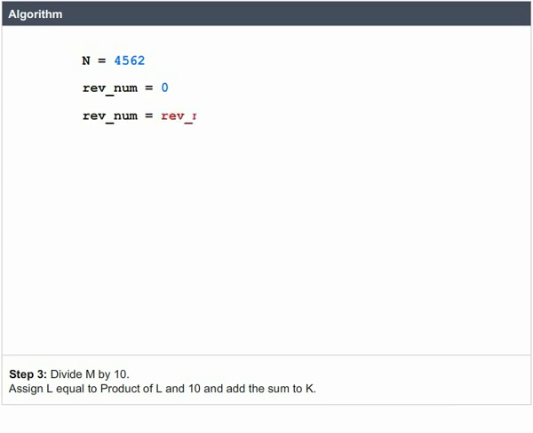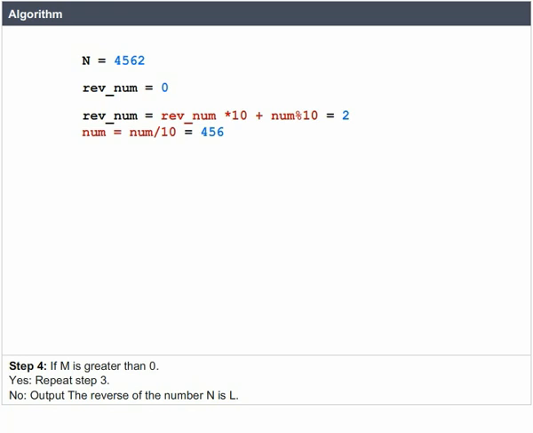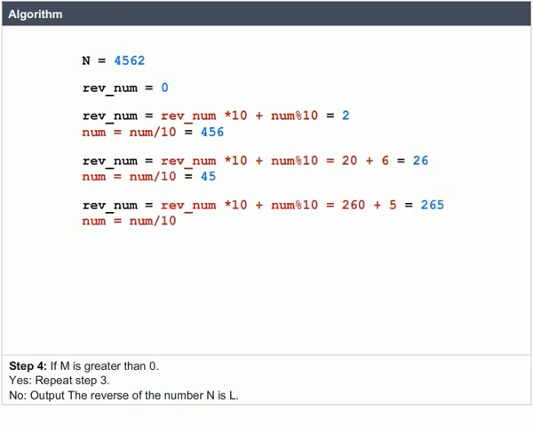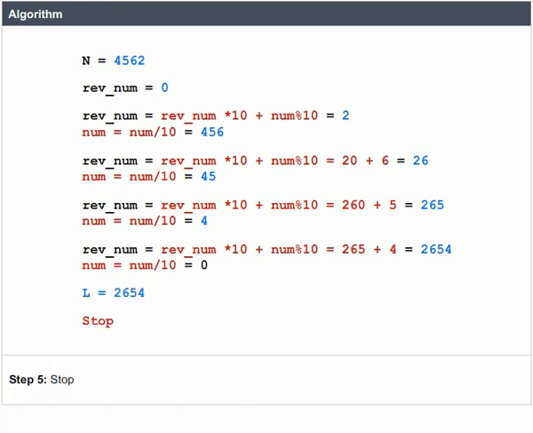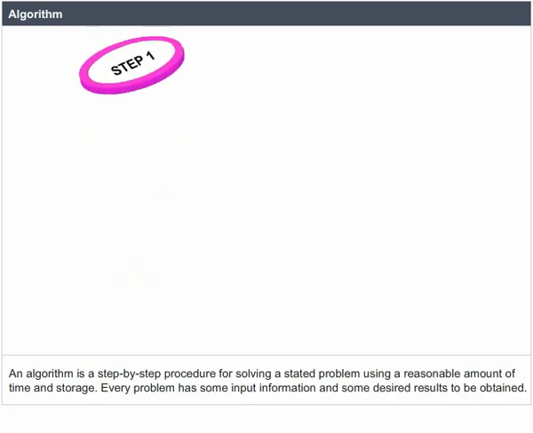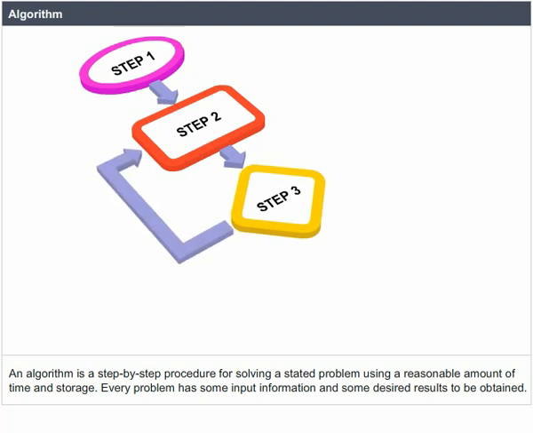Step 3. Divide m by 10. Assign L equal to the product of L and 10 and add the sum to k. Step 4. If m is greater than 0, yes, repeat step 3. No, output: the reverse of the number n is L. Step 5. Stop.